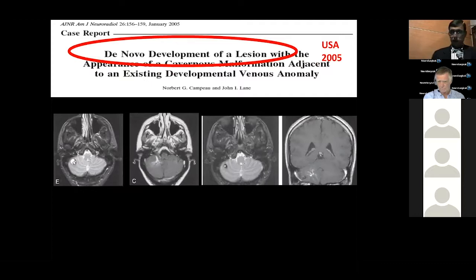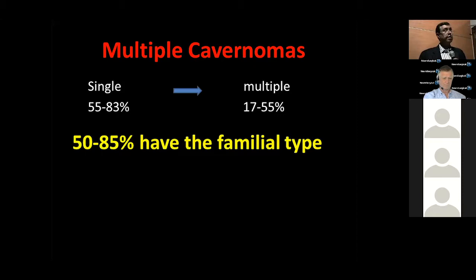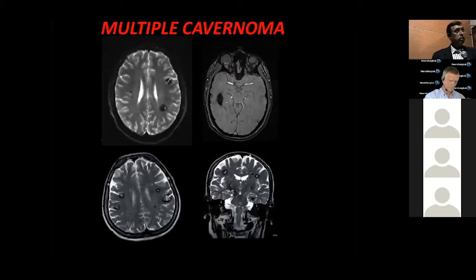Multiple cavernomas are less than single ones. Single ones are more, as we said. But this is important. When you have multiple, 50 to 85 percent have the familial type. So you have to do some counseling, genetic counseling. This is kind of multiple cavernomas.